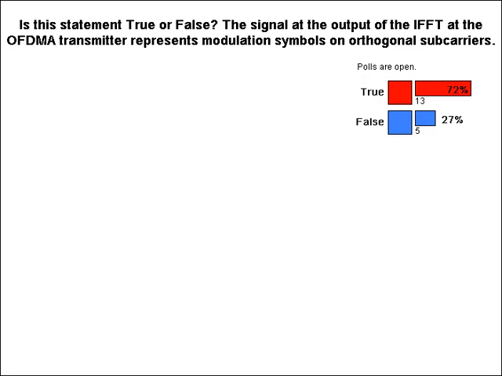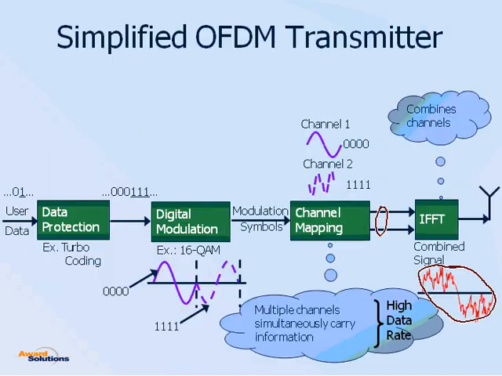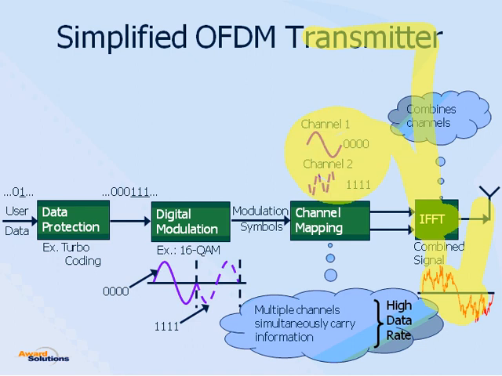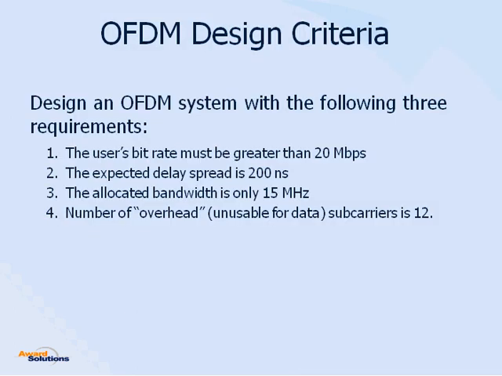The correct answer is true. So we have the IFFT signal. Let me just go back to the transmit. So this is the transmit, IFFT. It gives you this kind of strange looking signal. But inside that, we have these orthogonal subcarriers. One subcarrier carrying one modulation symbol. So hopefully now you are okay with that.